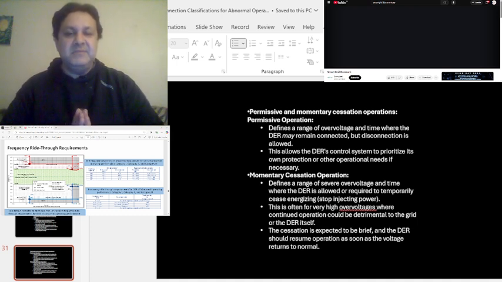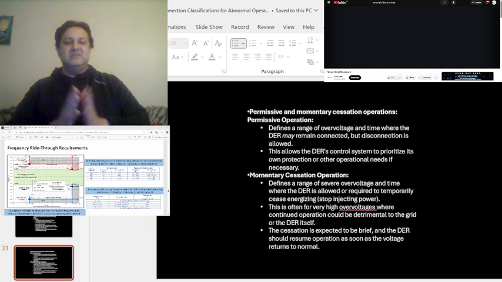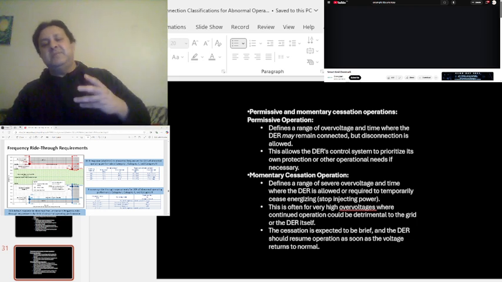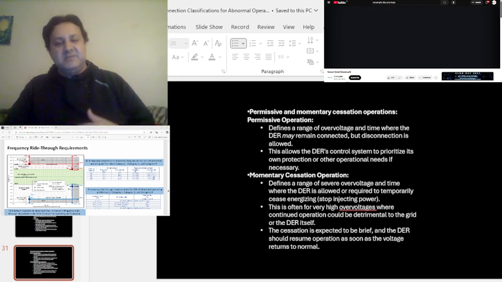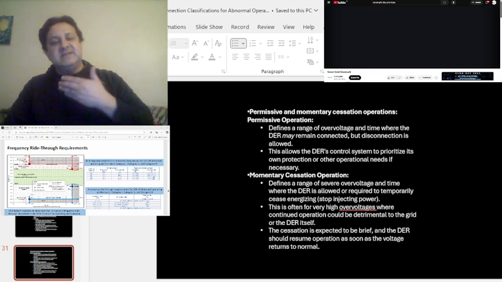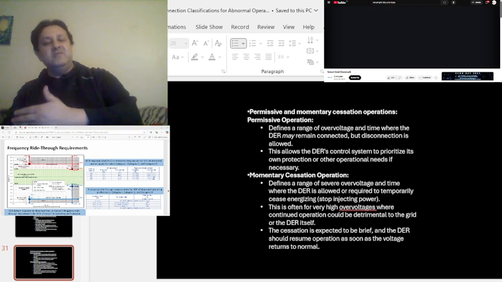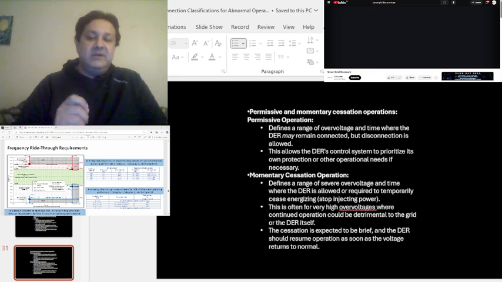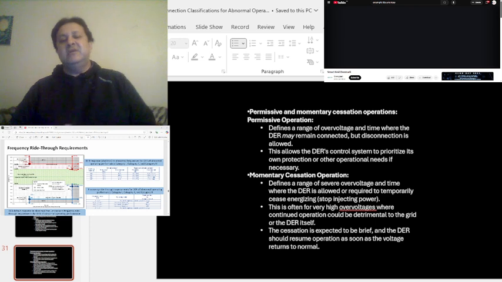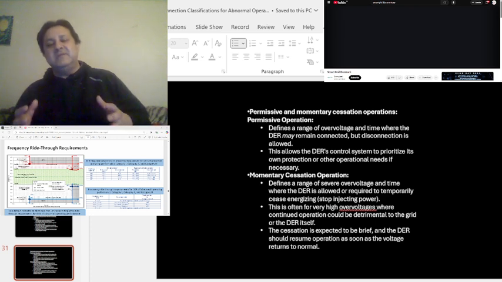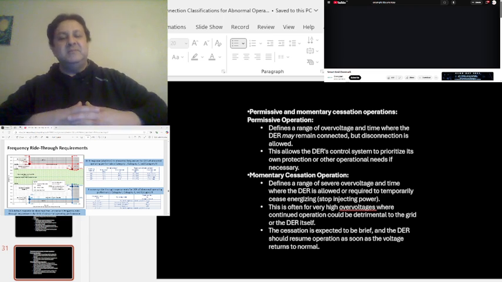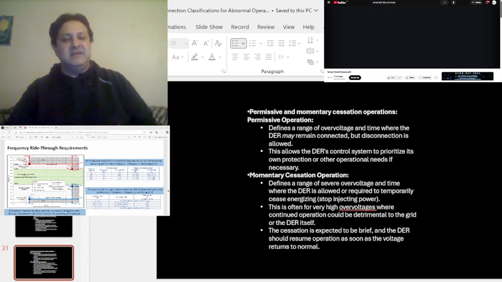Permissive operation allows the DR's control system to prioritize its own protection or other operational needs if necessary. Momentary cessation, just like LVRT we discussed, defines a range of severe over voltage, whereas there it was for the undervoltage, and time where the DR is allowed or required to temporarily cease energizing or stop injecting the power. This is often for very high over voltage where continued operation could be detrimental to the grid or the DR itself.